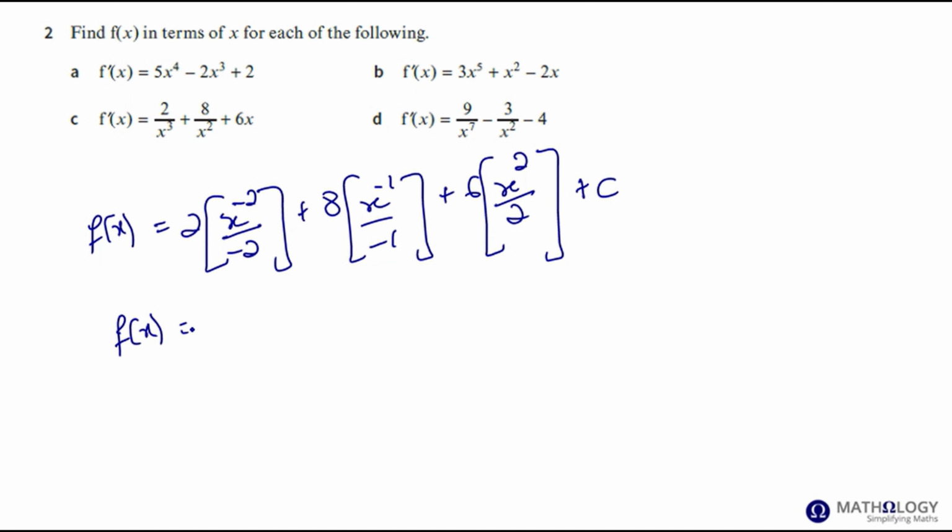So f of x equals 2 divided by minus 2 is minus 1, so minus x to the minus 2, 8 divided by minus 1, minus 8x to the minus 1, 6 divided by 2 is 3, so 3x squared plus c.